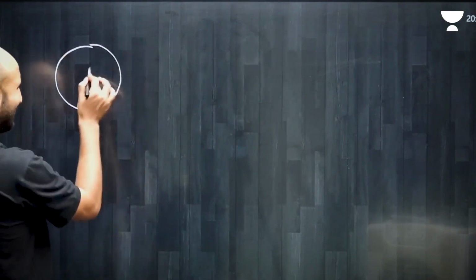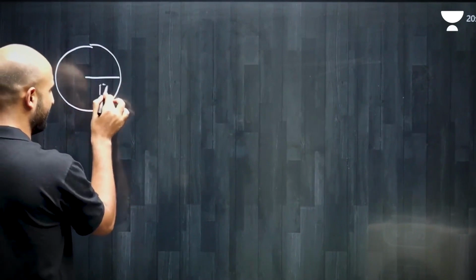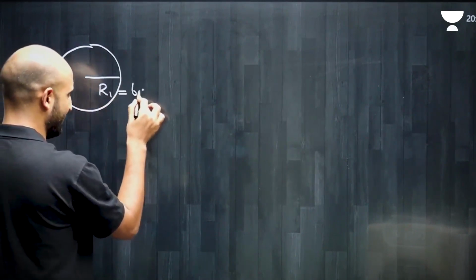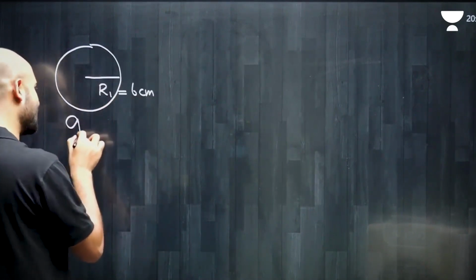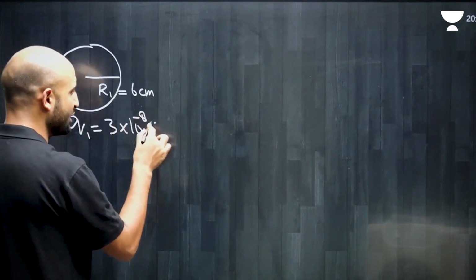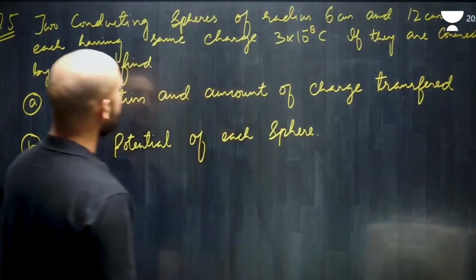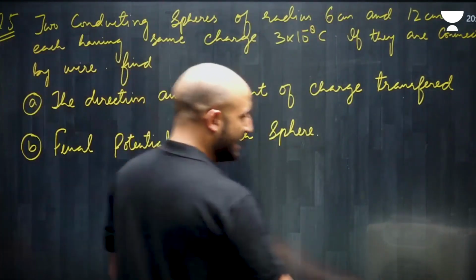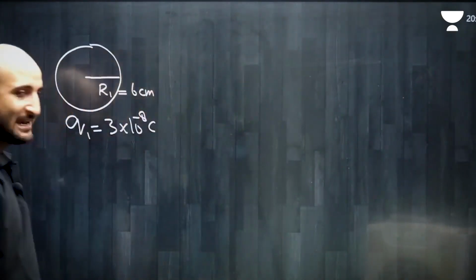You have a spherical conductor here. The radius R1 is given: R1 is equal to 6 centimeter. The charge Q1 is 3 into 10 power minus 8 coulomb. Let me check it again. Yes, absolutely, 3 into 10 power minus 8 coulomb.